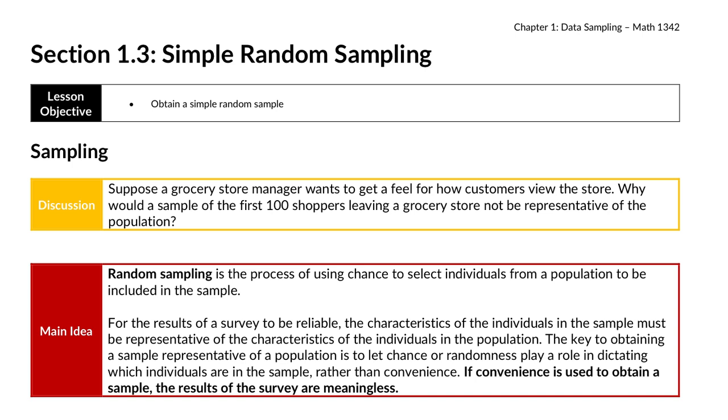So this first section is all about what's called simple random sampling, and then section 1.4 is additional sampling methods that are a little bit more complicated than simple random sampling. So first discussion here. Let's suppose a grocery store manager wants to get a feel for how customers view his store. Why would a sample of the first 100 shoppers leaving the grocery store not be representative of the entire population? First of all, what's the population we're trying to study here? Like their customers, yeah. Why would just asking the first 100 people that walk out of your store questions not be representative of the entire population of customers?